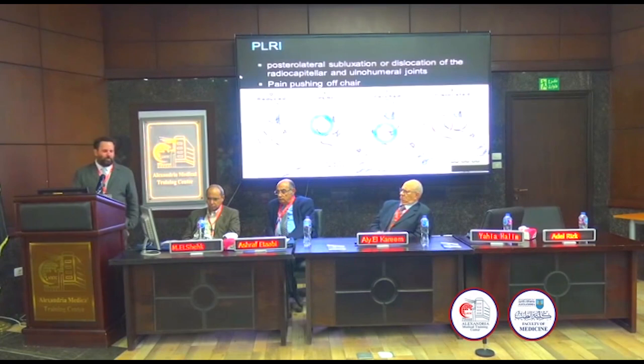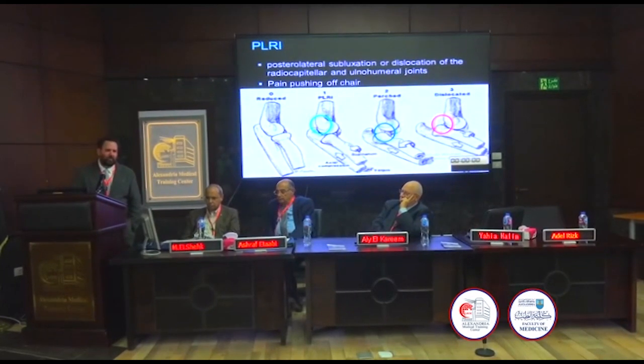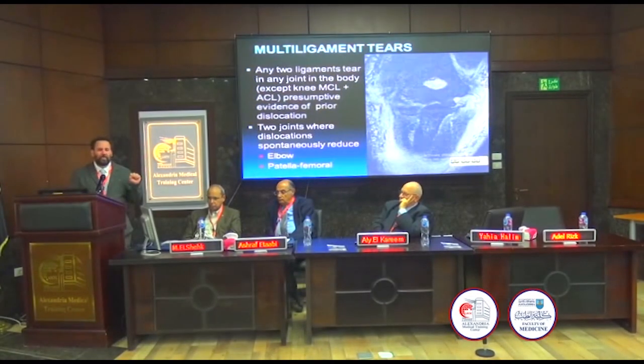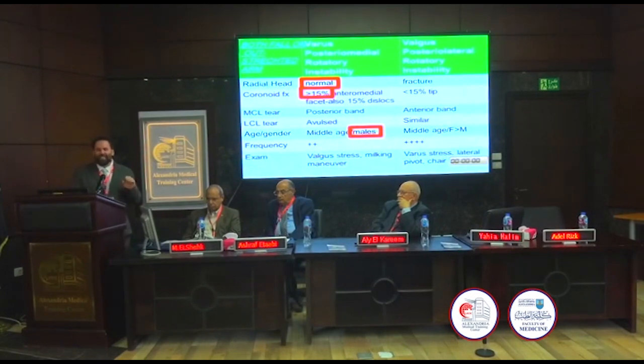dislocated elbow. Now there are two types of instability that we should mention. And I regret that I don't have more time to go into it. Of course, it is important. The more common is posterolateral rotatory instability. And the less common, but still frequent, is posteromedial rotatory instability. Both of these fall into that spectrum of multi-ligament tears, and dislocations that spontaneously reduce. And the way to distinguish them is the lateral has an abnormal radial head. Medial has an abnormal coronoid process. So radial head bone bruise is lateral, coronoid process, medial. And medial is men, and lateral is women.